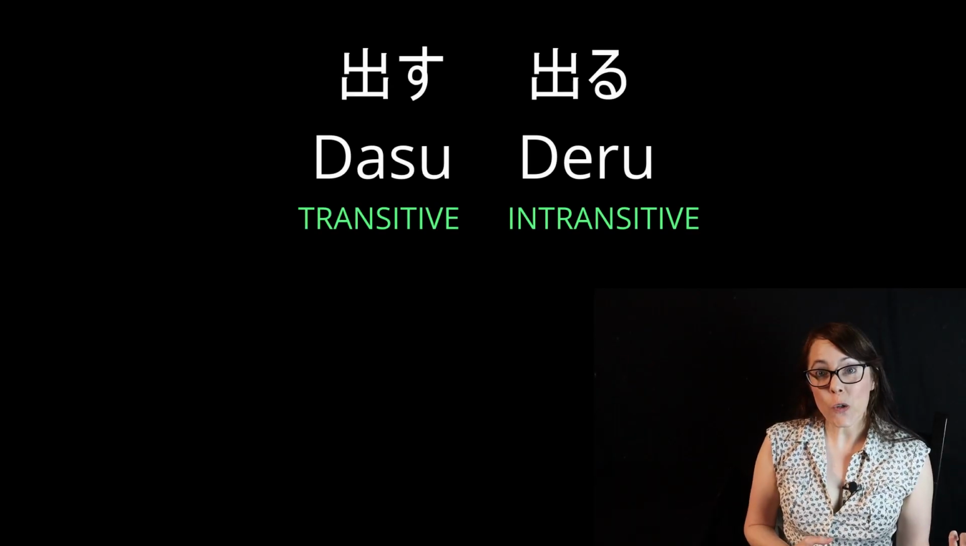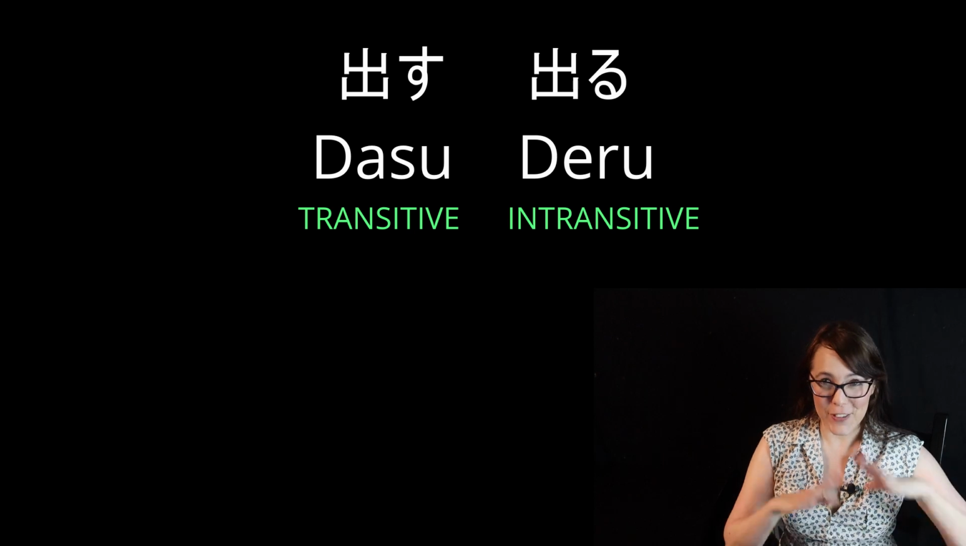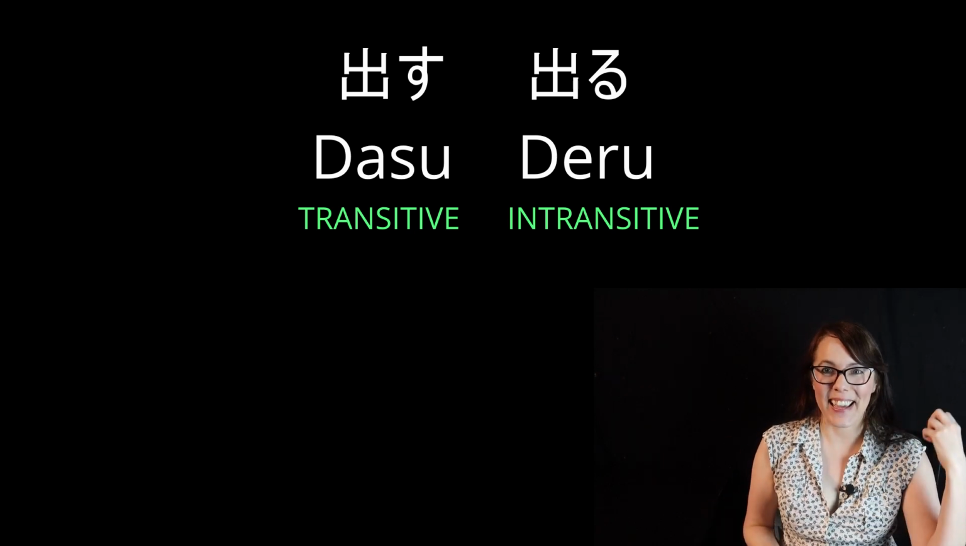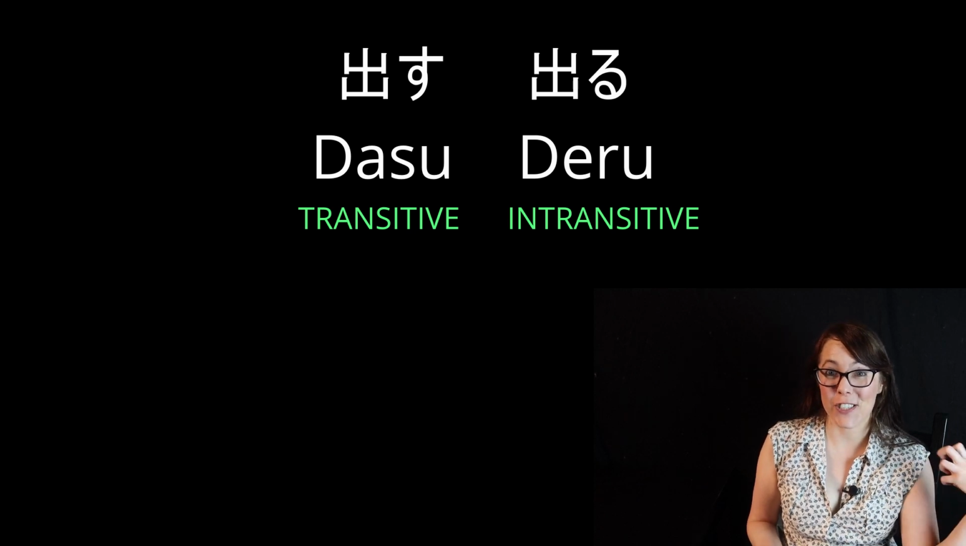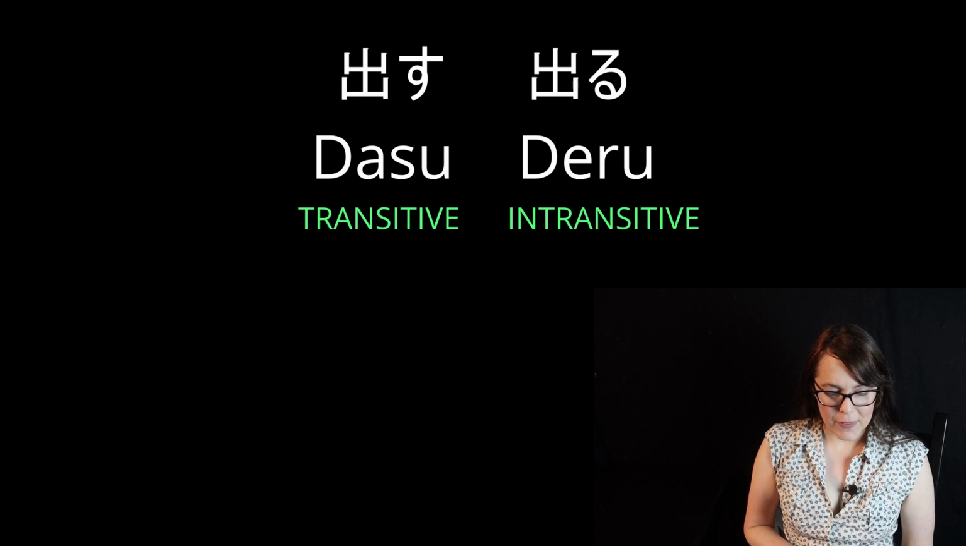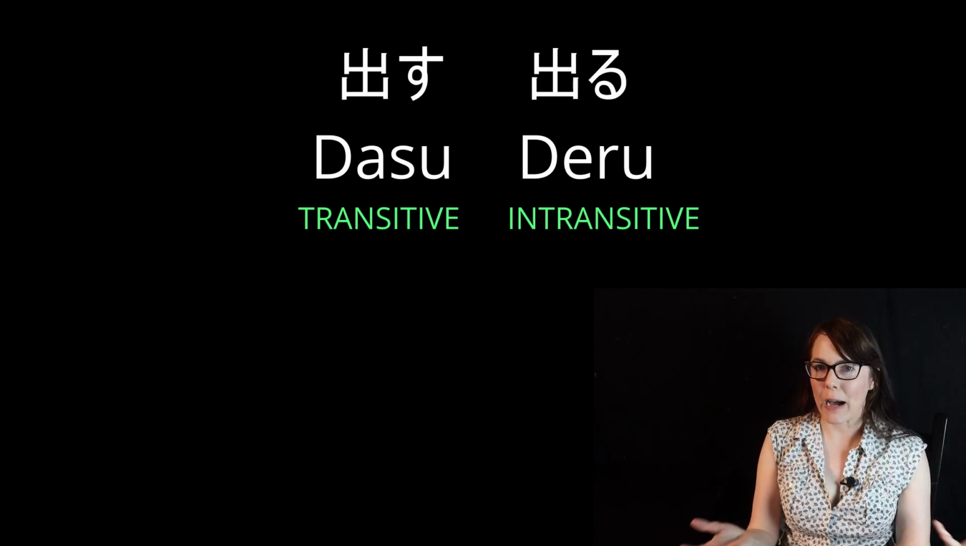Here's another one. Dasu versus deru. This one's not even the same characters on the hiragana chart. You got su versus ru. And then the kanji pronunciation changes too. It changes from dasu to deru. But note, it's the same kanji. And dasu and deru mean a lot of different things. It means like to exit or to bring out, basically.